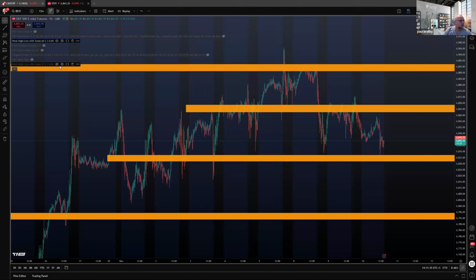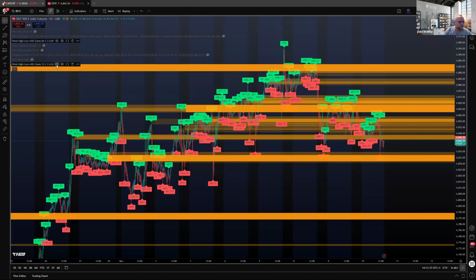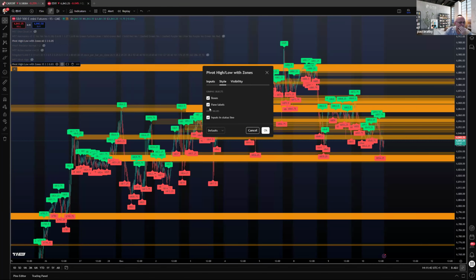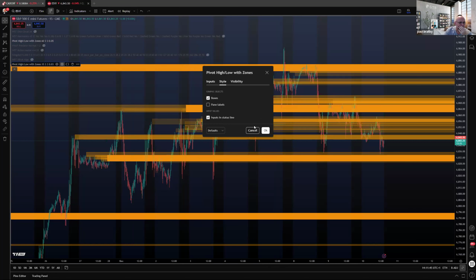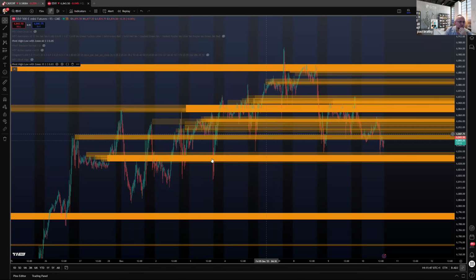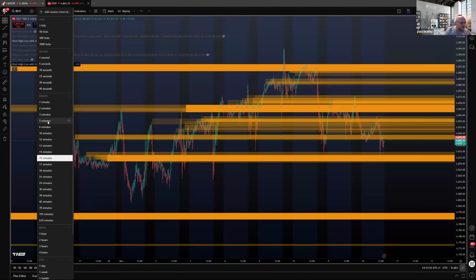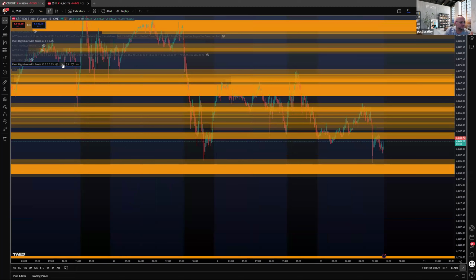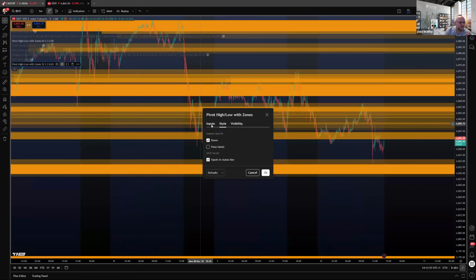So when I try and put this one back on for the 15-minute, let me just get rid of the panel labels. Okay. When I put the 15-minute on, it gets a little bit too clustered. But again, if we go down to say 5 minutes here, it's just too clustered right now. So we've got to figure out those settings.